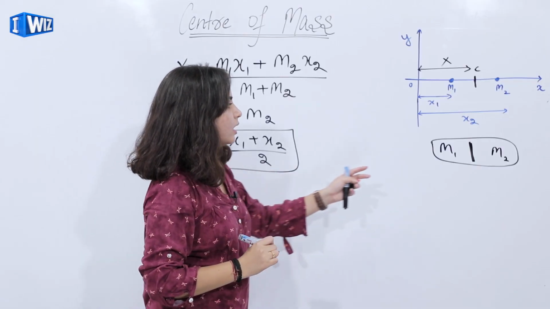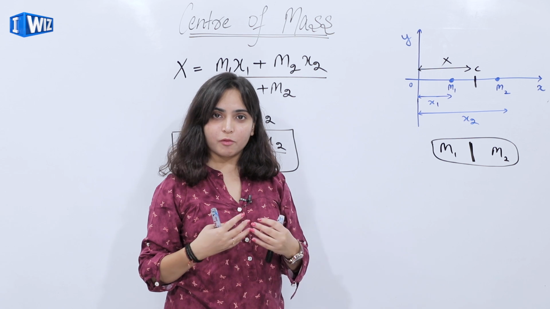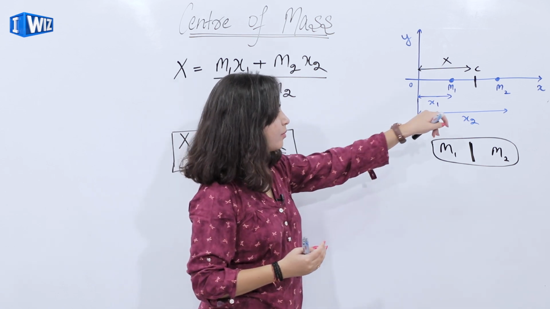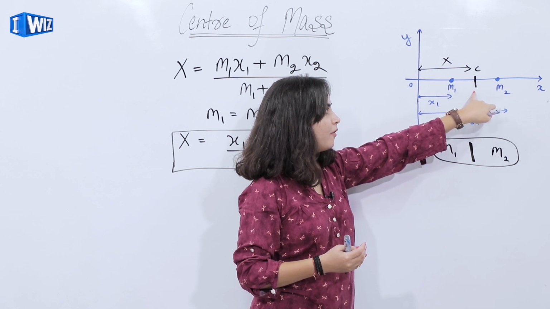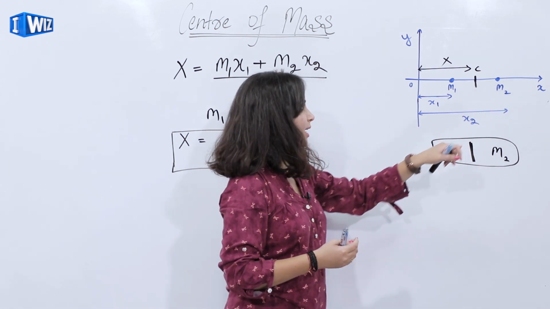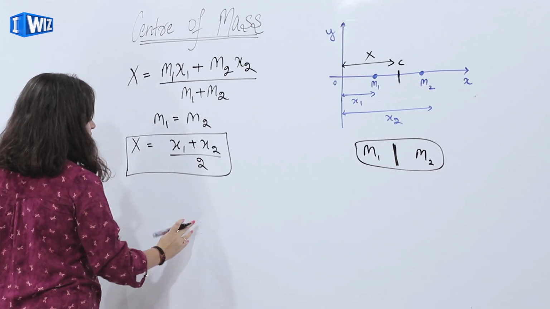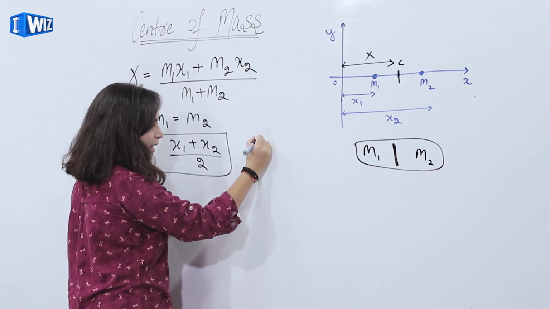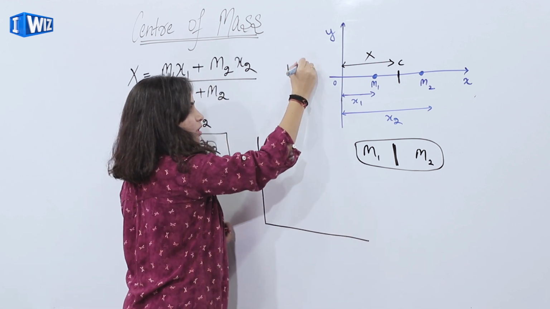That means if my two masses are equal, then the center of mass of the two particle system will lie exactly halfway between m1 and m2. That means the average of x1 and x2. This was for one dimension.